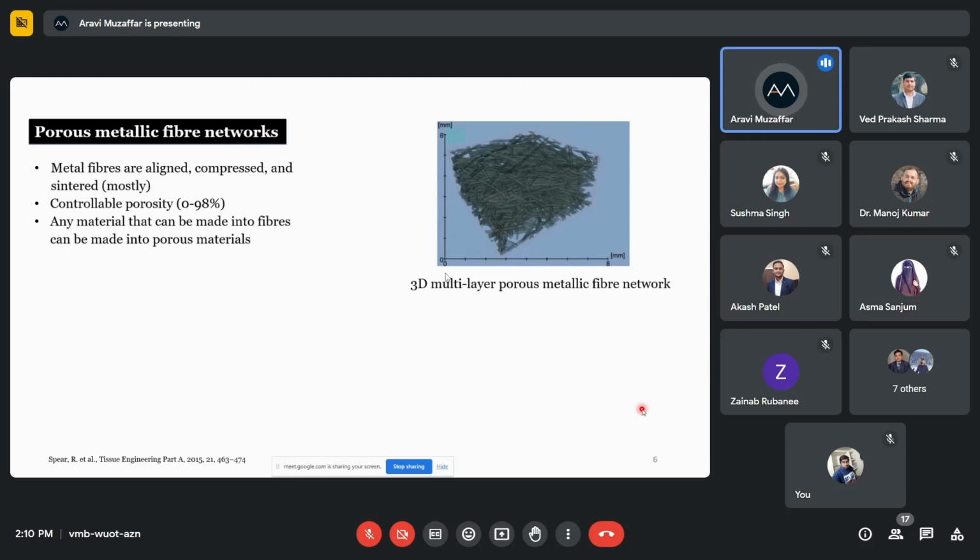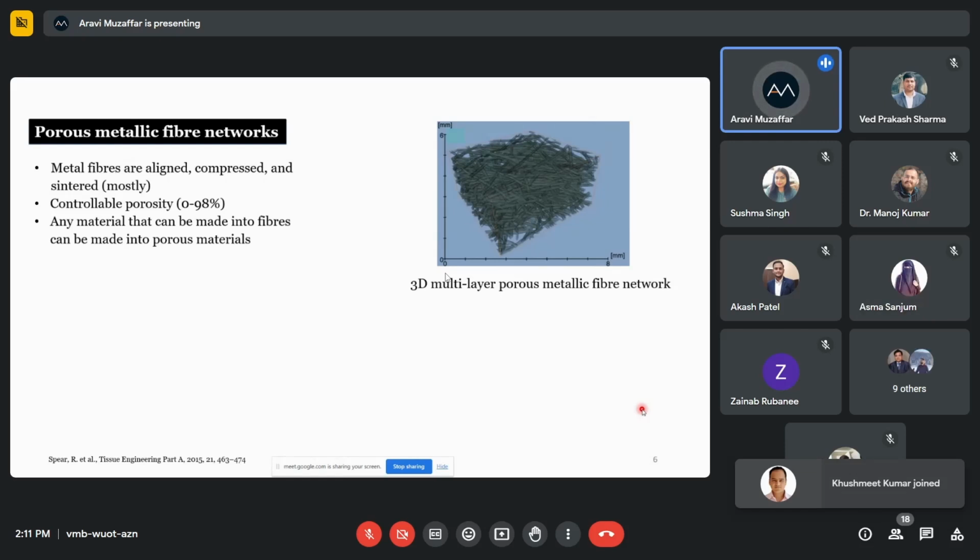Now, you have to understand that in porous materials, there are two types of pores. We have closed pores as well as open pores. In closed pores, at least one face of the pore is closed, but in open pores, all the faces of the pores are open.